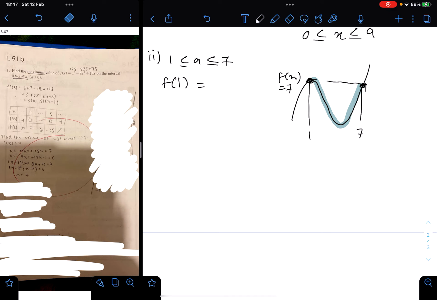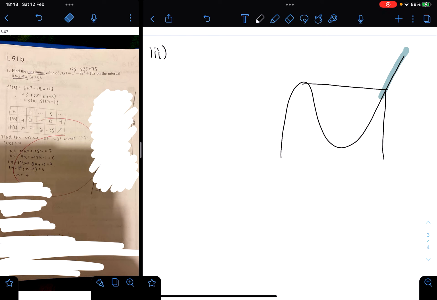And we know if we substitute 1 into the equation above, we get f of 1 equals 7. You can also substitute x equals 7. You get the same answer. I would rather go for 1 just because that is the local maximum point, but both are technically correct.